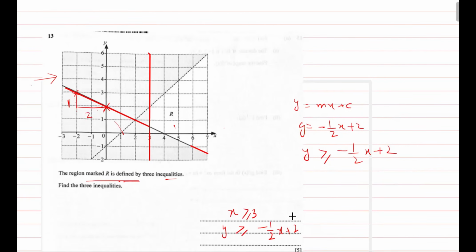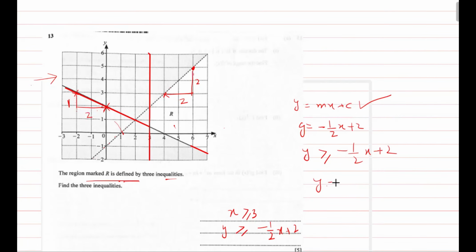The next line here is the dotted line. We will calculate this equation using the equation of a line, y equal to mx plus c. Firstly, we calculate the gradient. For the gradient, we mark any 2 points. Look here, these are 2 points. We take the ratio, vertical over horizontal.